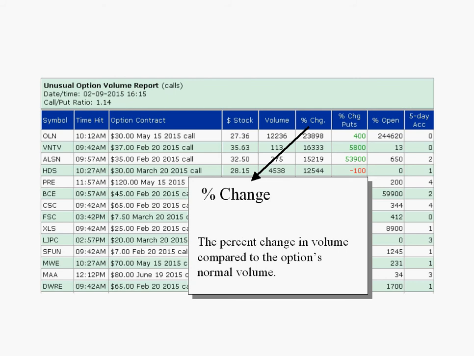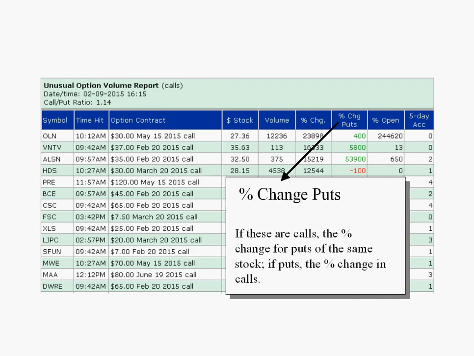Percent change, that's the change in volume of this options contract. Now that change is in comparison to its normal daily volume. So for example, if the option normally trades 100 contracts per day, and today's volume is 200 contracts, that's a 100% increase. Okay, now if the normal volume for that option is 1,000 contracts a day, then it would require 2,000 to be a 100% increase, and so on.